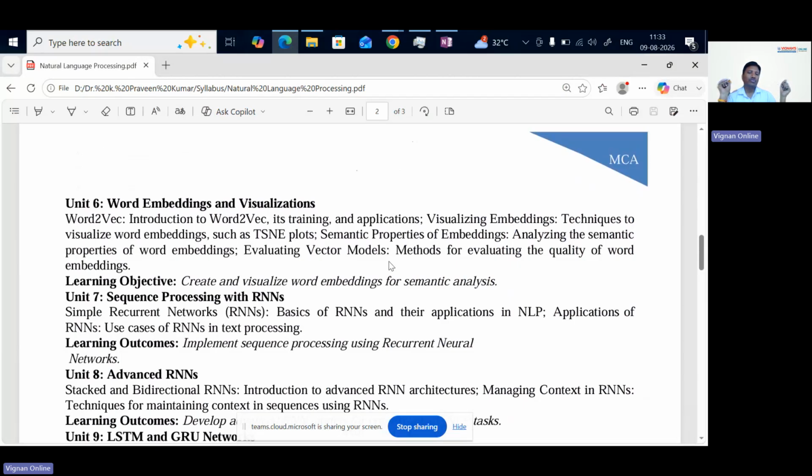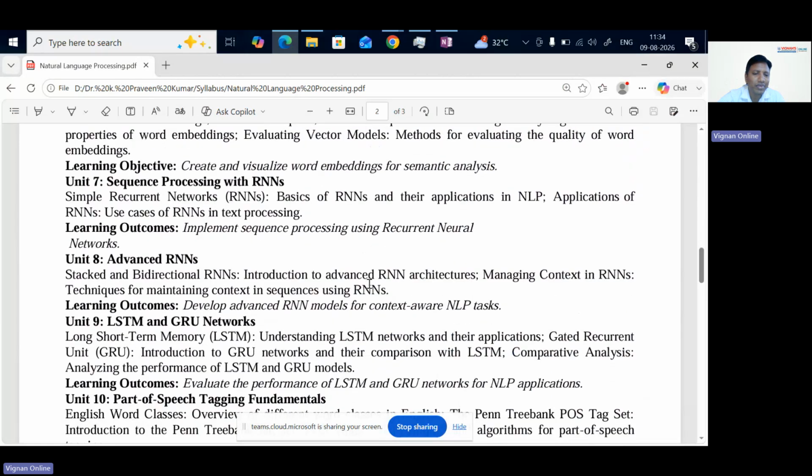Then sequence processing with RNNs is the point here. So simple recurrent networks, basics of RNNs and their applications in NLP, applications of RNN, use cases of RNN in text processing, and implementation of sequence processing using recurrent neural networks. I'll show you how this recurrent neural network is going to be implemented. The advanced part is stacked and bidirectional RNNs, introduction to advanced RNN architectures, and managing context in RNNs, techniques for maintaining context in sequences using RNN. LSTM and GRU are also part of this.